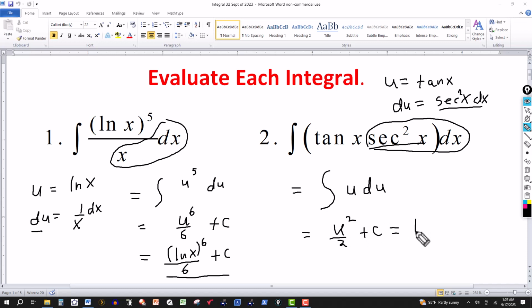So again, I'm going to write this tangent of x, quantity squared, so I could put it here, or I could put the whole thing in parentheses like this, squared over 2 plus the constant of integration. So here's the answer for this one.